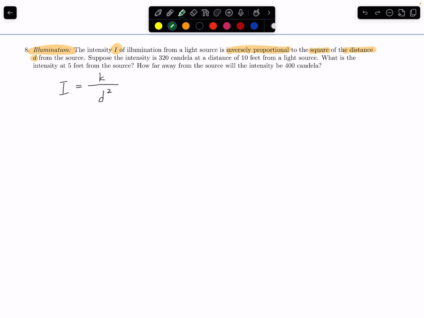They're going to tell us, okay, intensity is 320 candela at a distance of 10 feet from the light source. So that right there tells us the I and the d, right? I is 320. k over d, where d is 10. And that's 10 squared. Of course, 10 squared is just 100.